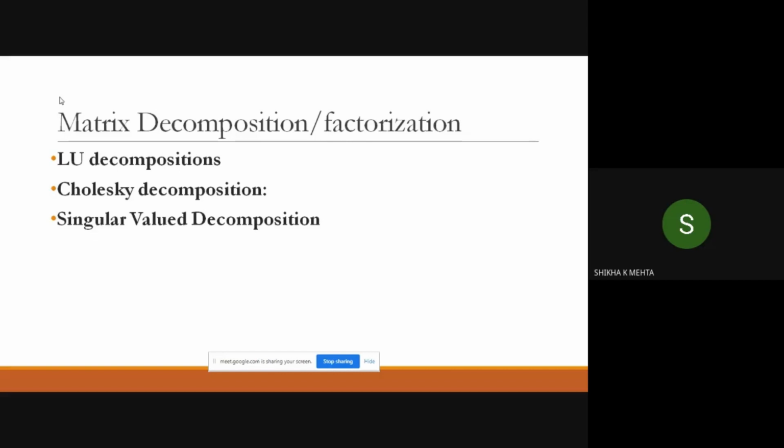Now, see, why we are focusing on the Cholesky decomposition and the singular value decomposition is because in machine learning, these are the two matrix factorization methods which we use. Cholesky decomposition we use in linear regression. SVD, that is singular value decomposition, is used in principal component analysis.